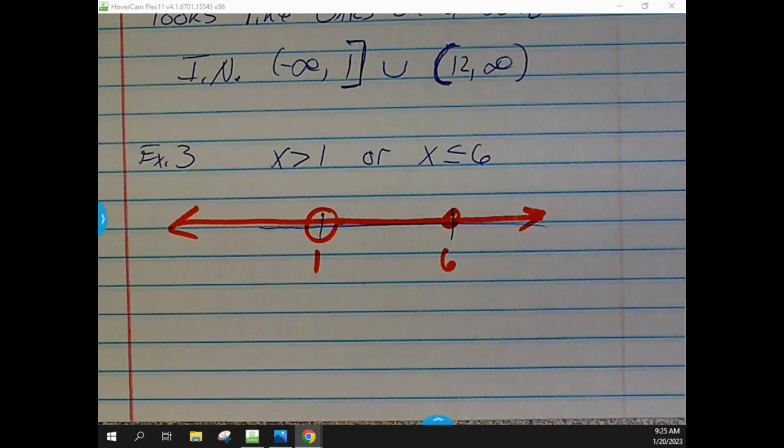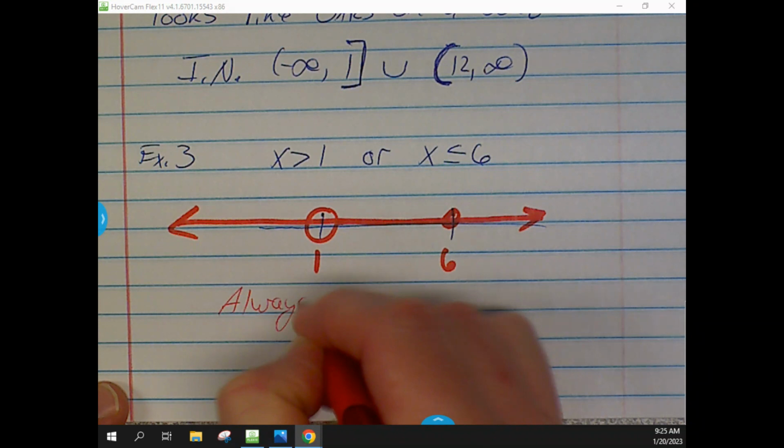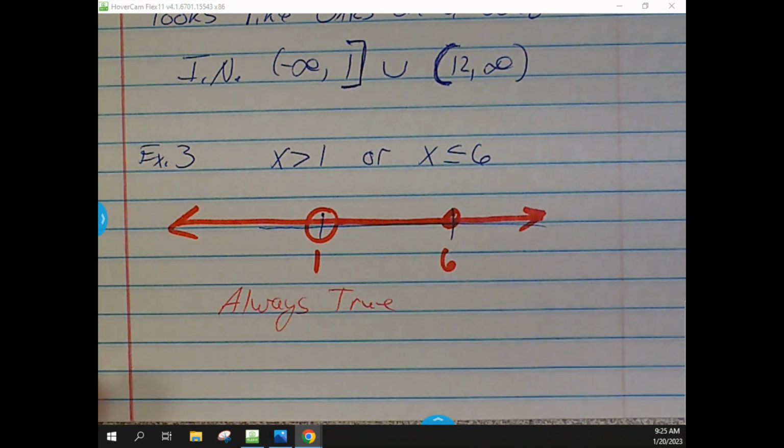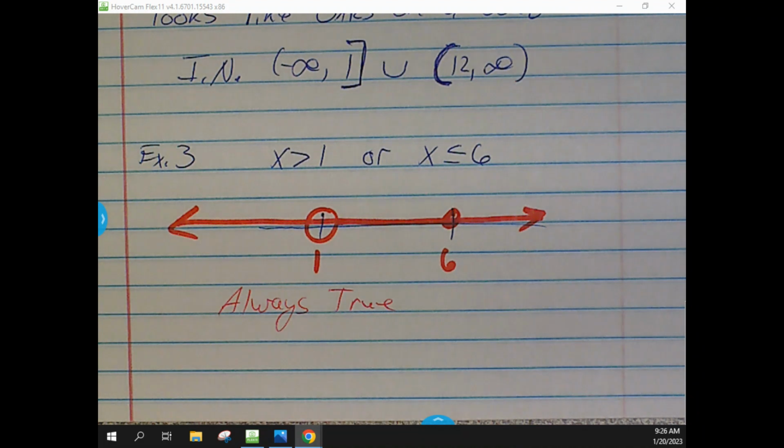So that would actually be kind of a trick question, because this would be one of those that's always true. You've covered the entire graph. So give me a number that's greater than 1 or less than 6. Well, every number is either greater than 1 or less than 6. Doesn't matter what number you pick. So it's always going to be true for that one.